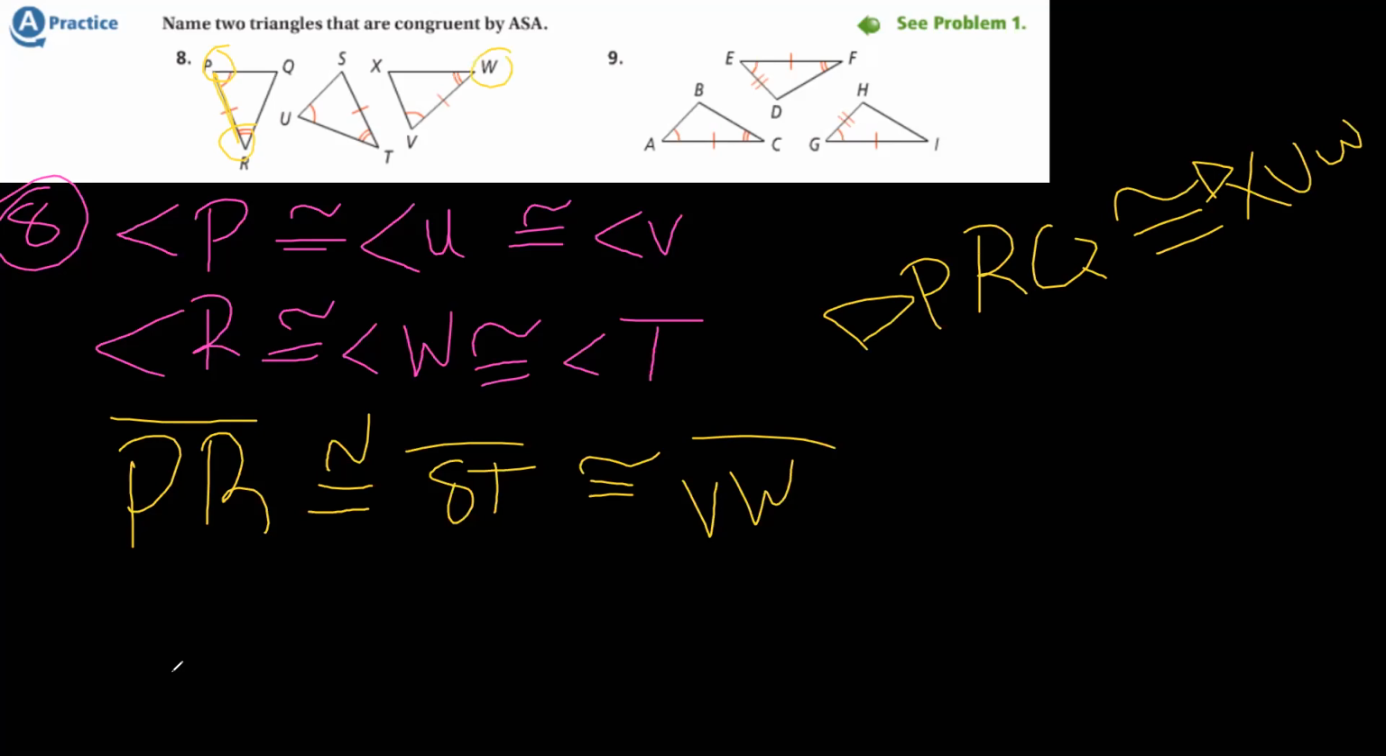They have here angle, angle with the side between them. So I can use now ASA. But the second one here, they have this angle and another angle here, and the side ST, they are not between them. So I cannot use ASA.